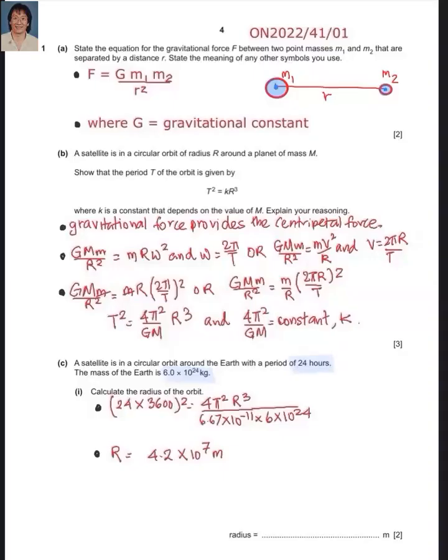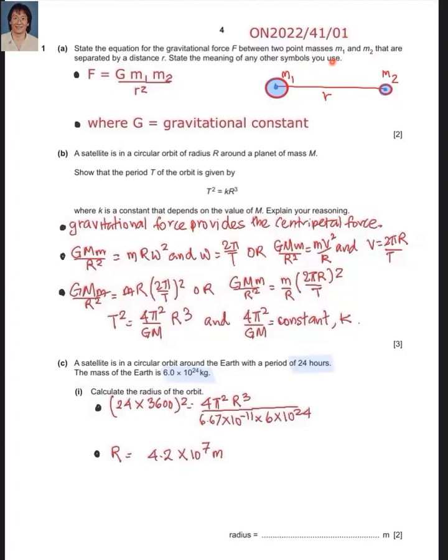This is a question from October/November 2022, variant 41. 1A, which carries 2 marks. State the equation for the gravitational force F between 2 point masses M1 and M2 that are separated by distance R, as shown by this diagram. State the meaning of any other symbols you use.